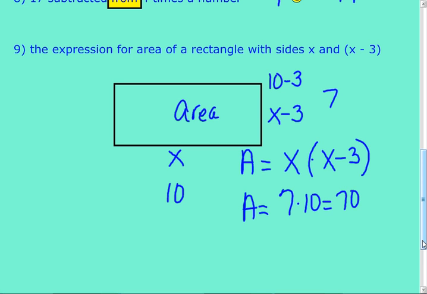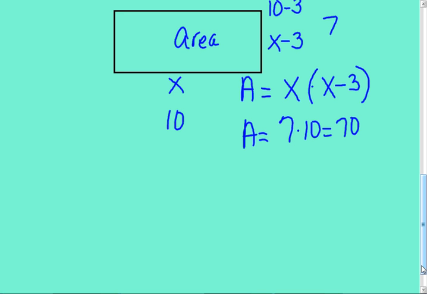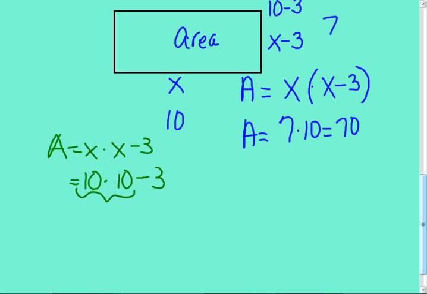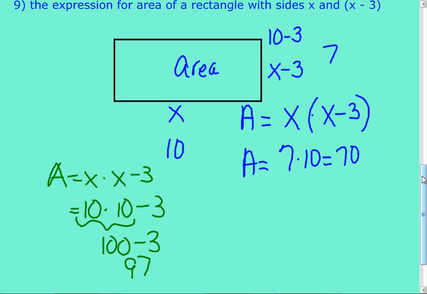So what happens if I do this wrong? What if I say the area is equal to x times x minus 3? Well, x was 10, so 10 times 10 minus 3. Order of operations says I do what? 10 times 10 is 100. 100 take away 3, how much is that? 97. Not the same answer. Math is nice, because math tells you what to do. I didn't get the same answer, so one has to be wrong. Since it's 10 take away 3, you have to do the takeaway first before you multiply. It's a grouping symbol.